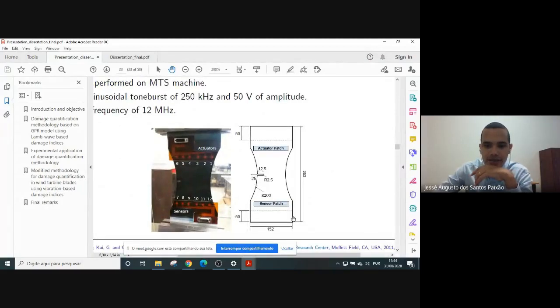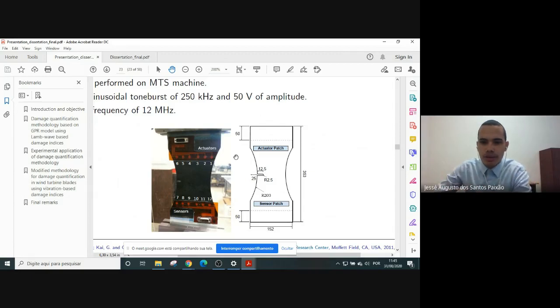For example, in this case of the coupons here, he did it using PZTs, and the idea was to use this coupon for training, but to train the patch. It's the framework. For example, this is a composite coupon. Then the idea is to calibrate a defined framework, with a defined distance between the sensors and a defined distance between the actuators. Like that, the idea is to learn in this structure in the lab.